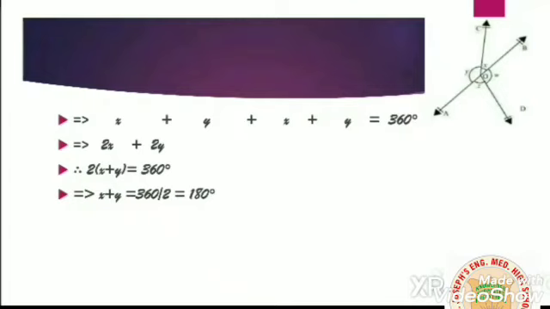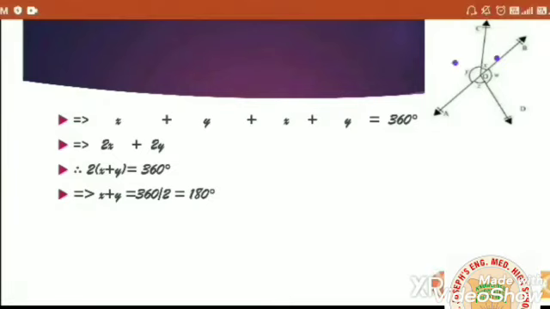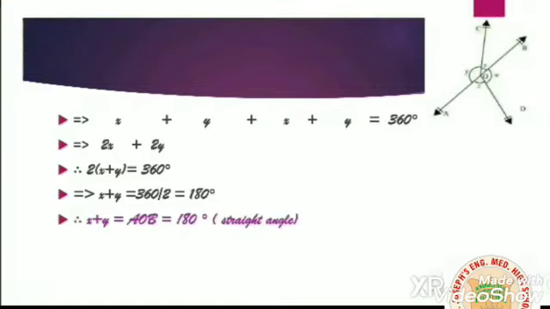If it is 180 degrees, what does that mean? Angle x plus angle y, this angle plus this angle, is equal to 180 degrees. If the sum of two adjacent angles is equal to 180 degrees, then it is a line. Which axiom says this? The second axiom says that if the sum of two adjacent angles is equal to 180 degrees, then the non-common arms form a straight line. That's why we are going to write x plus y is equal to angle AOB, and AOB is equal to 180 degrees.